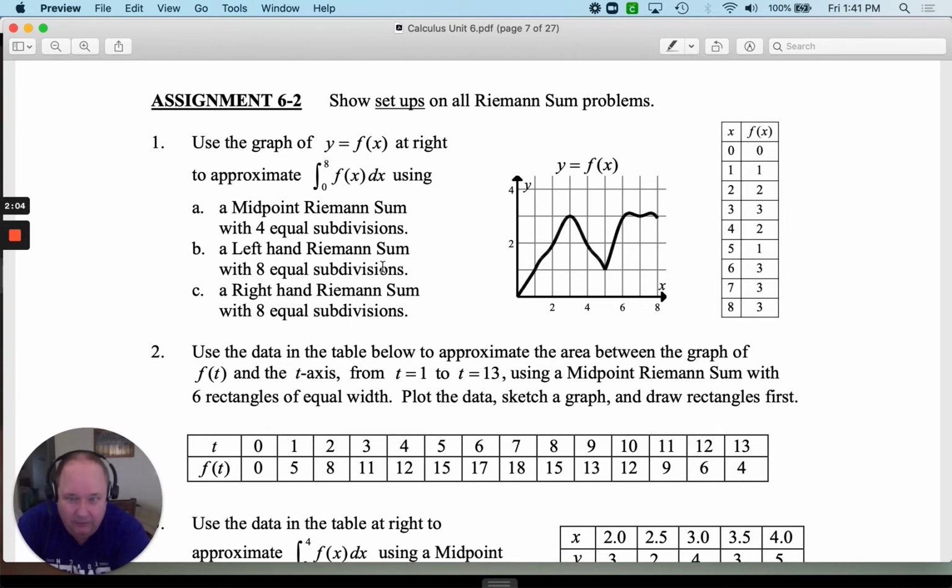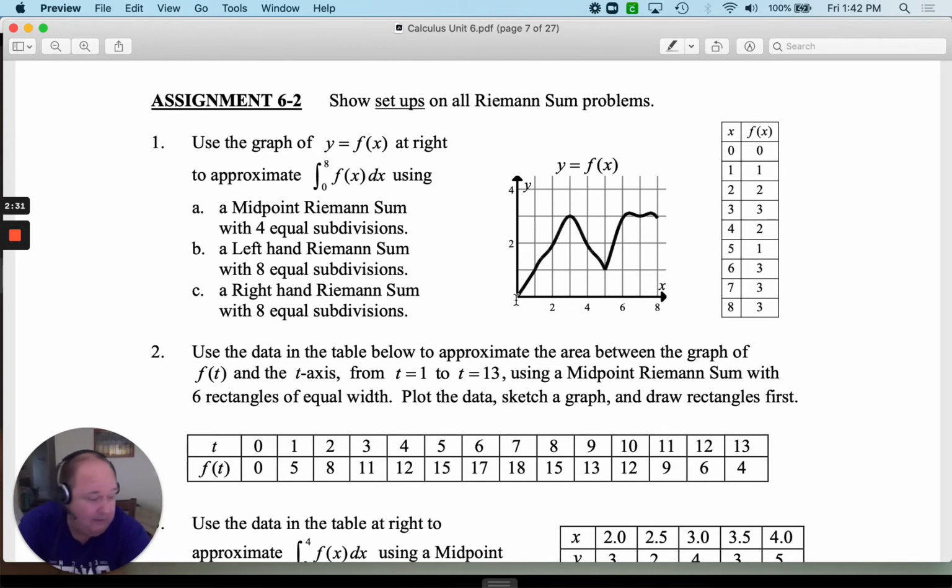Left-hand Riemann sum. This time it's 8 equal subdivisions. To find the width, you take the upper limit, subtract the lower limit, and divide by 8. That's 8 divided by 8, so that's 1. Now the setup. For a left-hand Riemann sum, we're using the left of the rectangle. So the first rectangle goes 0 to 1, and we're using the left height.